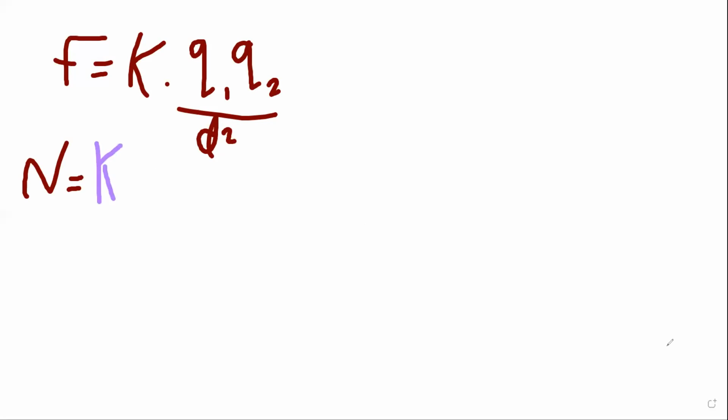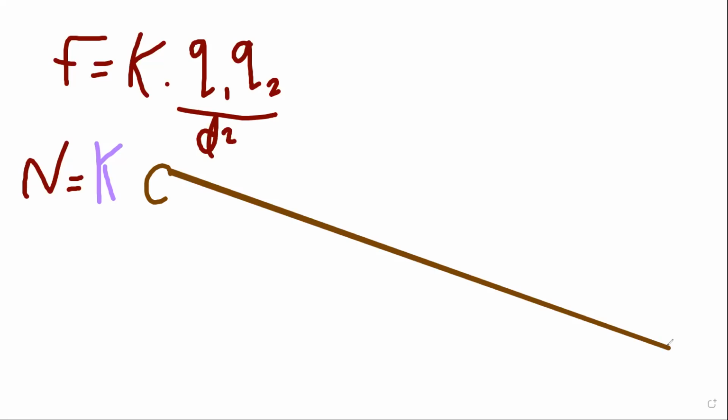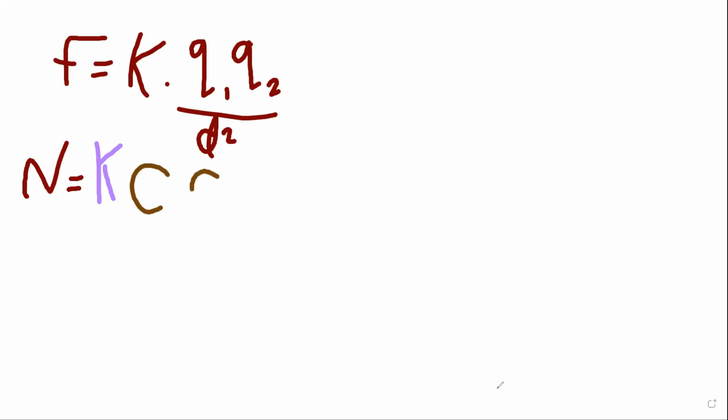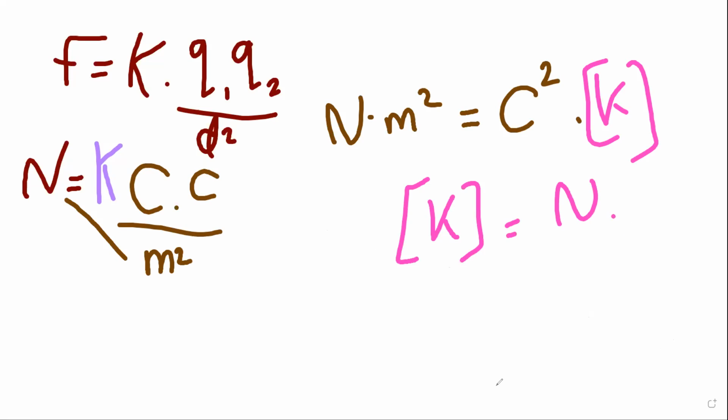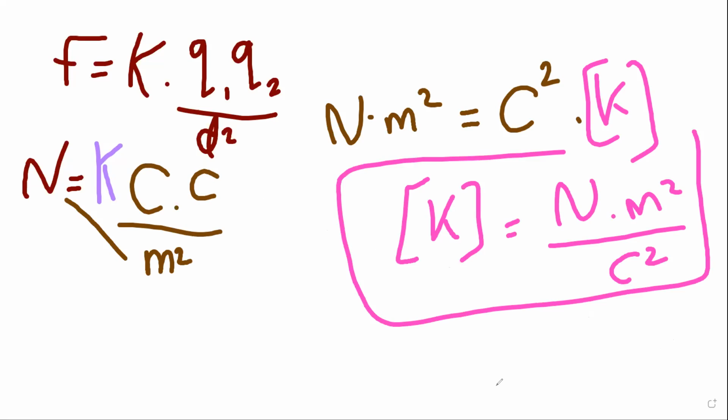Then the unit of the charge is Coulomb, so Coulomb times Coulomb over meter squared. So it is Newton times meter squared equals Coulomb squared times K. So the unit of K will be Newton meter squared over Coulomb squared. So don't forget, the unit of K is Newton times meter squared per Coulomb squared. Is it clear? Yes, teacher.